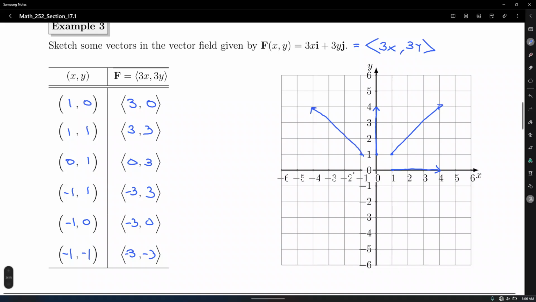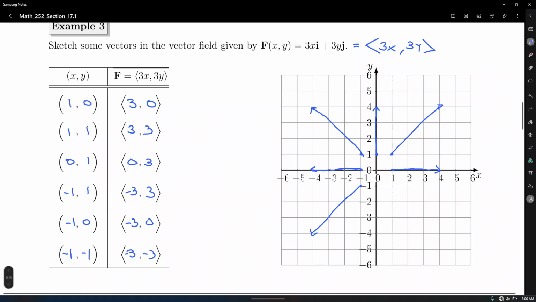Okay, what's the next point? Negative 1, 0. So at (-1, 0) we have the vector (-3, 0). And lastly, at the point (-1, -1), we have the vector (-3, -3). So this looks like a bunch of vectors going out of the origin, like an explosion, if you will.